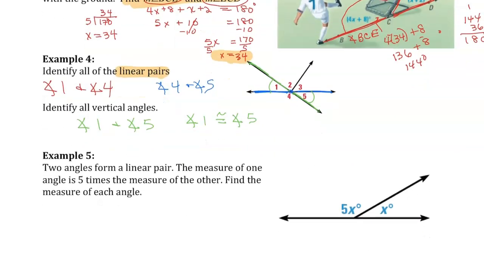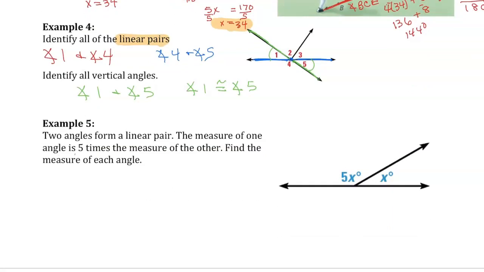Okay, this next problem is important because they give you the words, but then they give you the sketch. I'm going to ask you to give me a sketch after only giving you the words, and I don't provide the sketch. So let's understand this sketch. This says two angles form a linear pair. Yep, that seems true. There are two angles on a line. So then it says the measure of one angle is 5 times the measure of the other. This is the one. It's 5 times this. Find the measure of each.